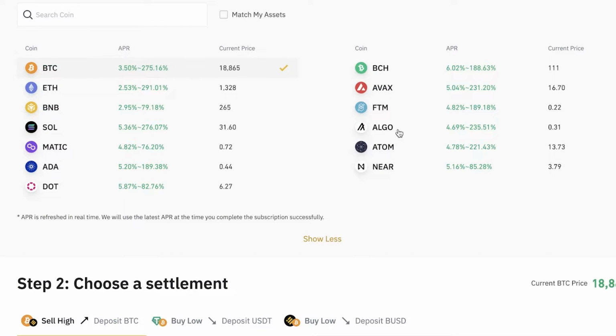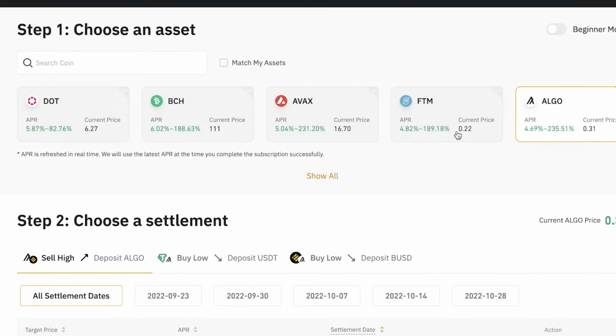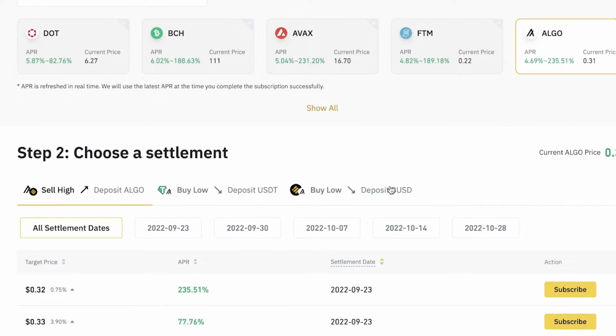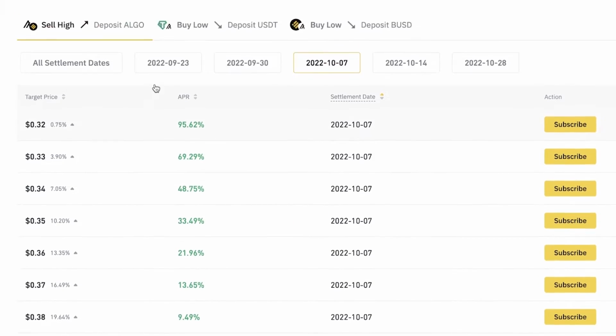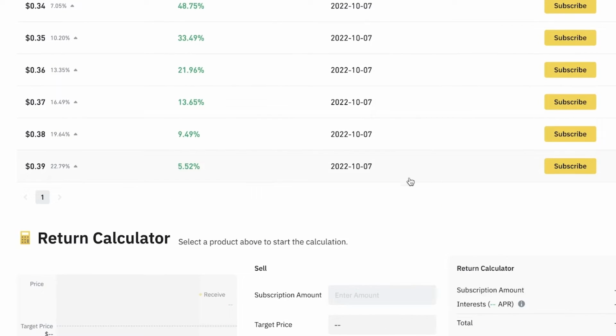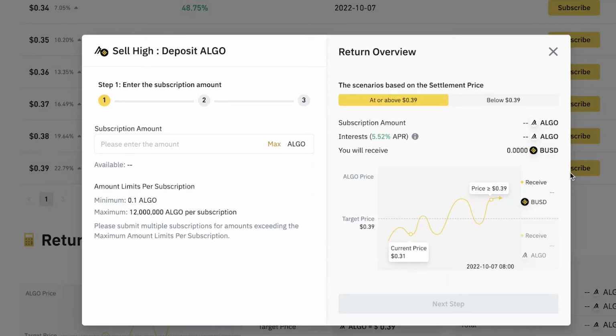Let's say I want to go with Algo, and the Algo token is a very small token. It's currently at 0.31, and I expect that the price of Algo will jump up in the next couple of months. So maybe on the 7th of October, I expect the price of Algo to go up to 0.39, and I can click on subscribe over here, and now I can enter the amount of Algo that I want to purchase.